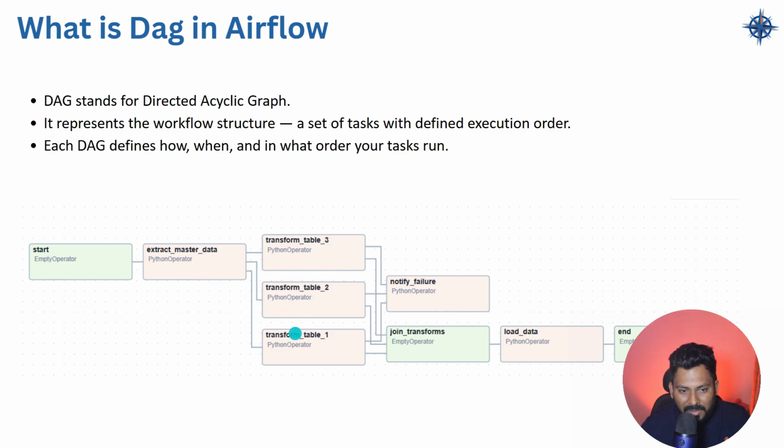Once these three are completed, then it will trigger either notify failure or join transform based on their trigger rules. We will discuss what is trigger rule, what is task dependencies, all these things we will see in detail, but this is a simple example of how a DAG looks. So let me just go to the Airflow UI and I will show you some simple DAGs there. Okay, so let's head over to the Airflow UI.